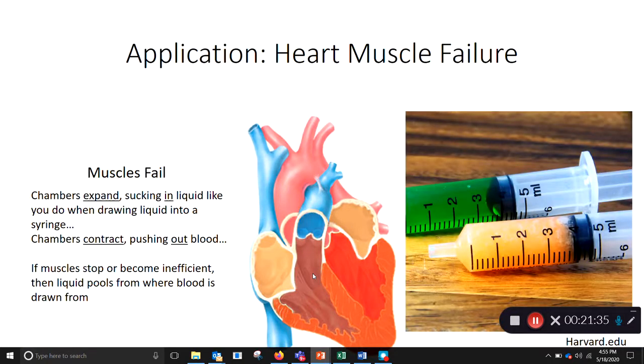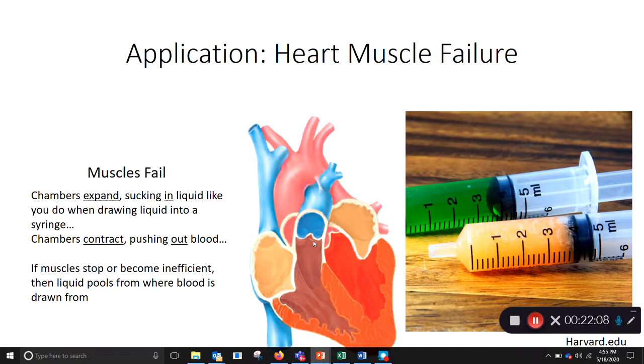But let's do a quick application. So muscle failure. Chambers expand. When they expand, they form a negative pressure. That's sort of the reason why blood kind of wants to come back through the aorta, back to the ventricles, as well as back from the pulmonary trunk and back into the ventricle. And those semilunar valves go, no, no, that is not okay. You cannot come back in. But there is a place where they can draw from.